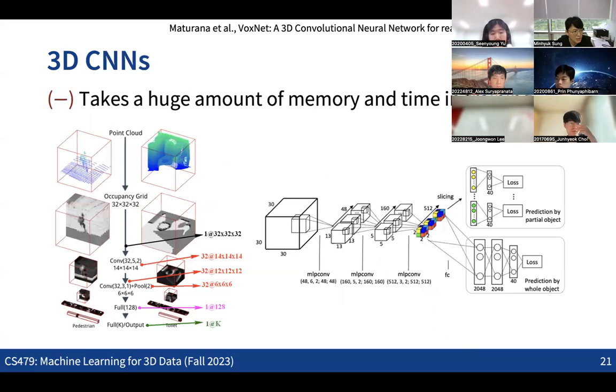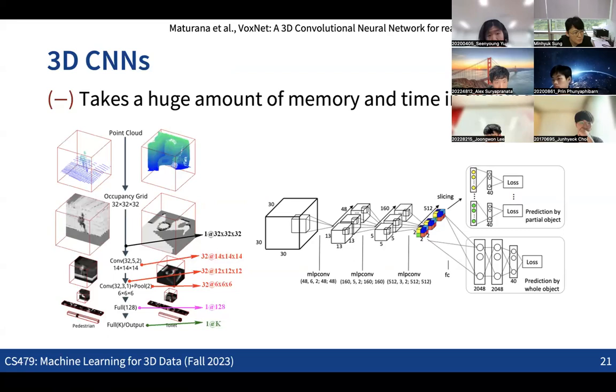So these were the things that were happening around 2015, when people started to discuss ideas about 3D convolution by representing 3D shapes at quite low resolution in voxels, like 32 by 32 by 32. For those cases, we could get some results for simple tasks like classification, but obviously it took too much memory and training time. So the system was very inefficient.